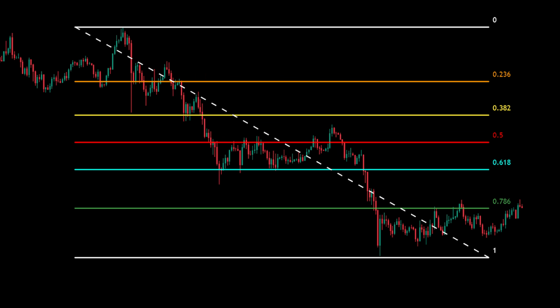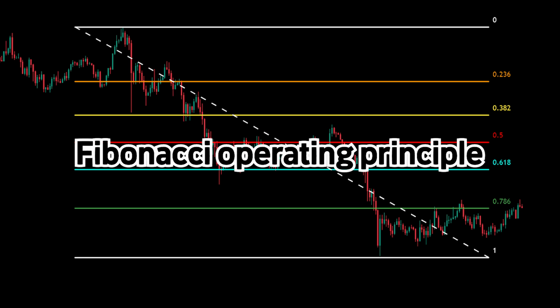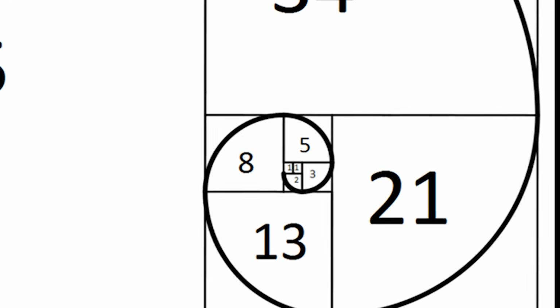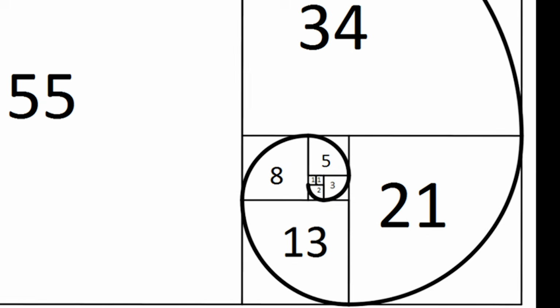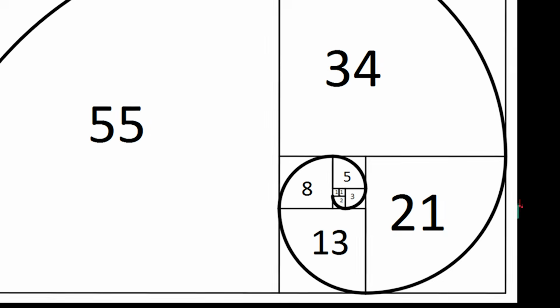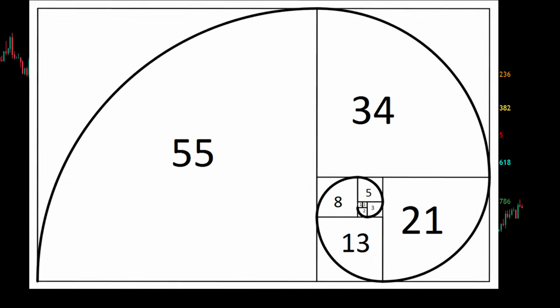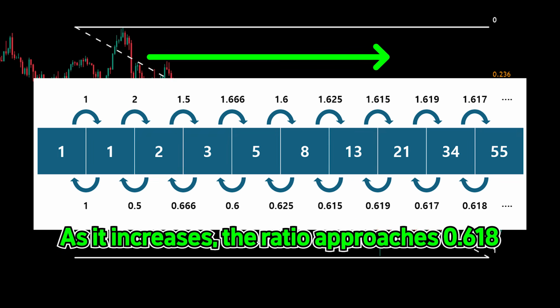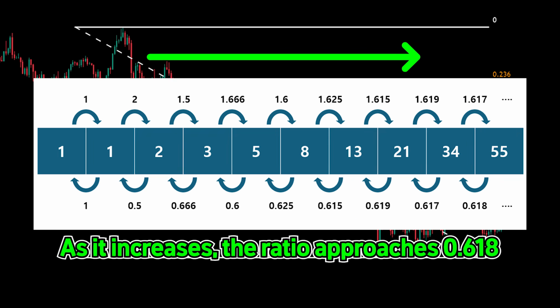Let's keep it simple. Now let's quickly cover why Fibonacci works so well in the first place. The Fibonacci sequence goes 0, 1, 1, 2, 3, 5, 8, 13, 21. Each number is the sum of the 2 before it. Here's what's interesting. As the numbers grow larger, the ratio between consecutive numbers converges to approximately 0.618. That's the golden ratio, and it's the foundation of Fibonacci levels.